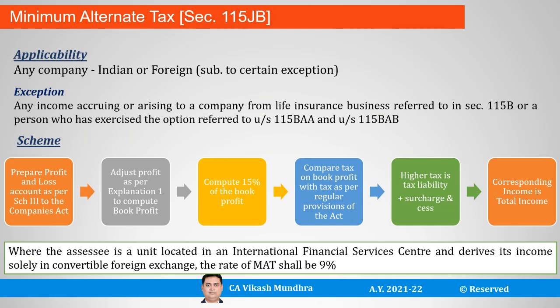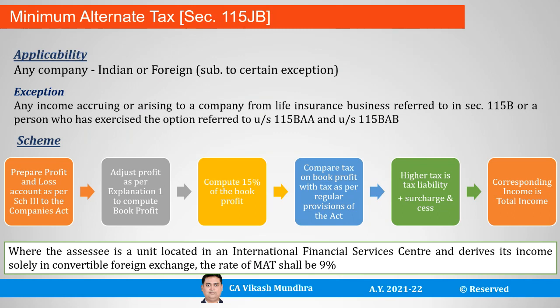What is the meaning of book profit? Net profit as per PL account as adjusted by certain items which are given in Explanation 1 of section 115JB. This is called book profit. You are required to compute 15% of book profit.